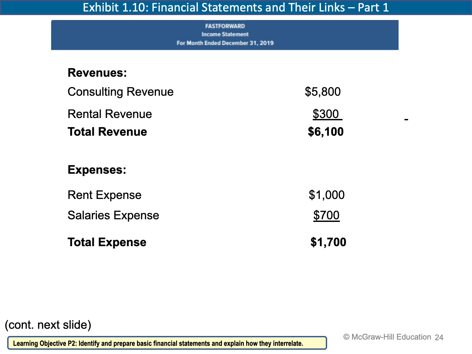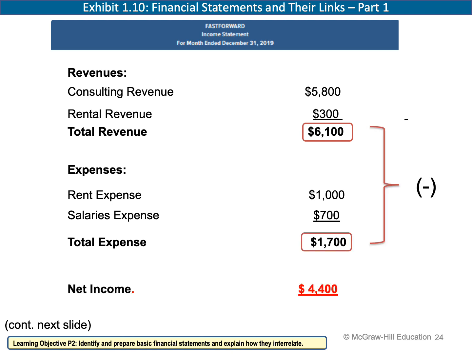To know if the company is making a profit, what we call net income, or a net loss, I need to take the total revenue minus the total expense. Then I'm going to know if I have net income or net loss. In our case, it's a net income of 4,400. Why? Because my total revenue is greater than my total expense.